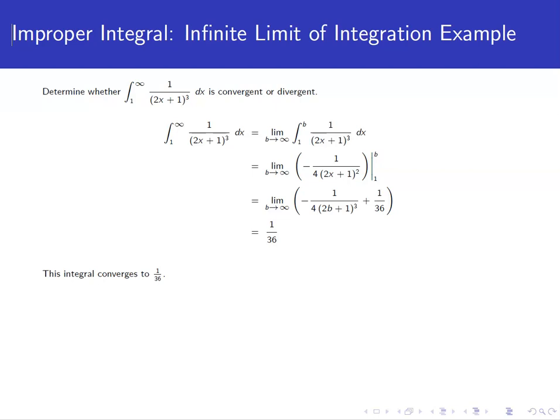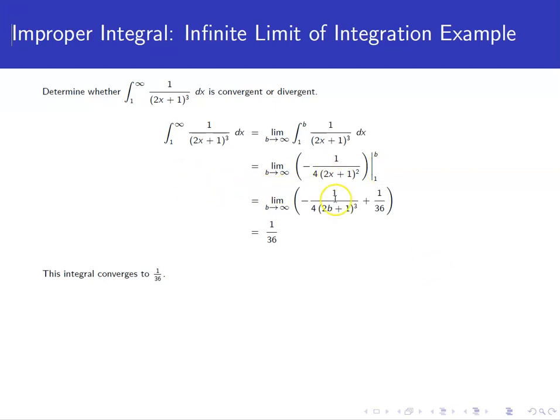So we're going to replace that with a variable and let that variable go to infinity. So we've got limit as b goes to infinity, integral from 1 to b of 1 over 2x plus 1 quantity cubed dx. Antiderivative, we'll get a negative 1 over 4 times the quantity 2x plus 1 quantity squared. We need to evaluate that from 1 to b.